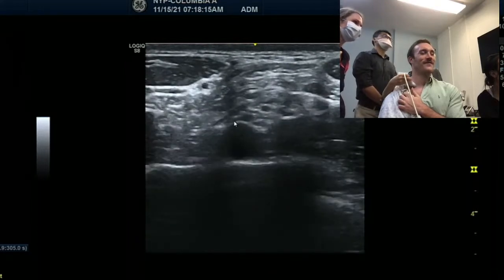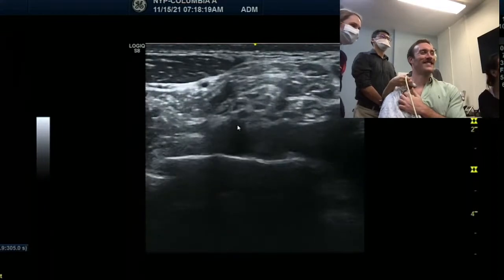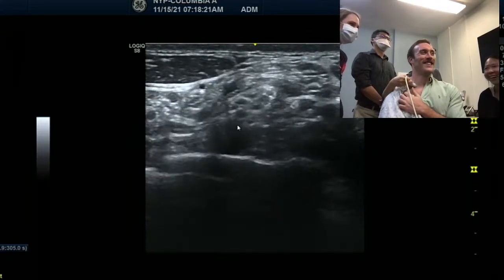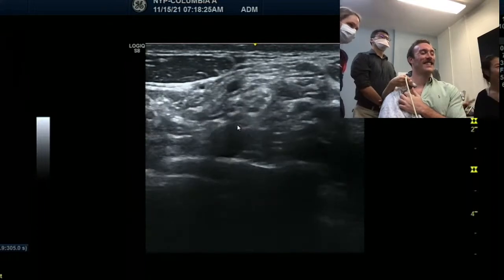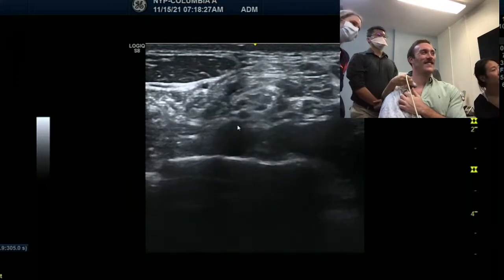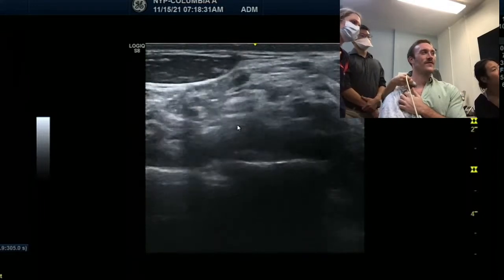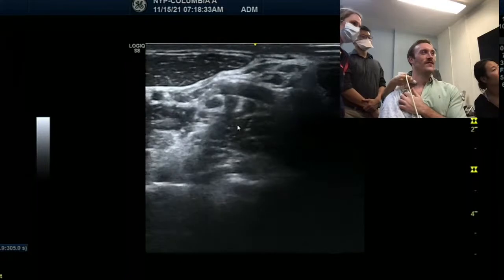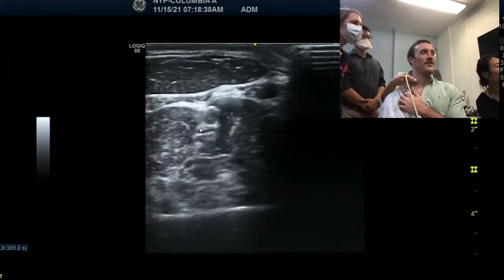Then the next person has to be the naked chest. But I think we did that last time, right? We did the lateral cord, posterior cord, and the medial cord last time. So this is beautiful, look at that. Now you guys know very clearly. And you know, go up. Now the traffic sign is coming. Slowly you go up.